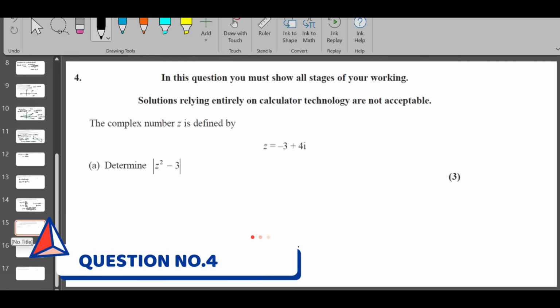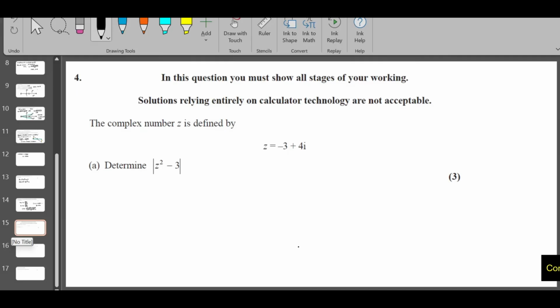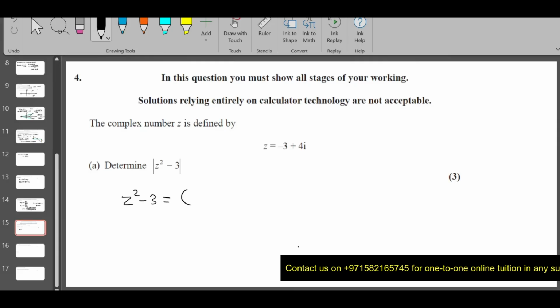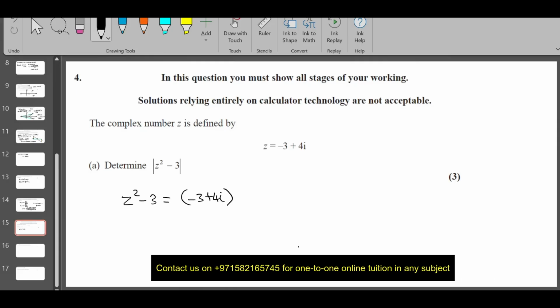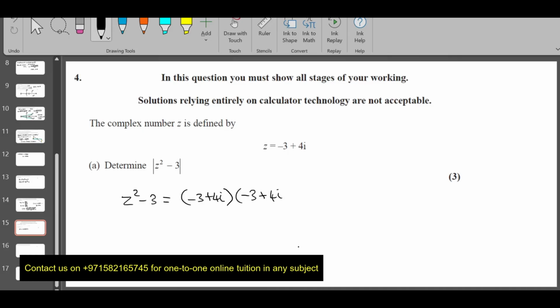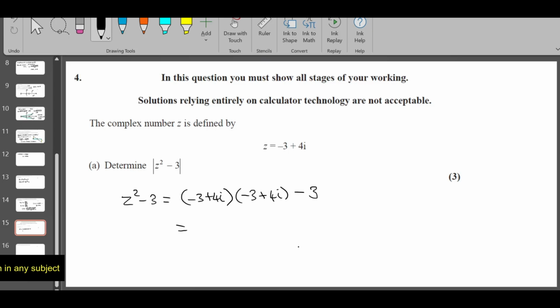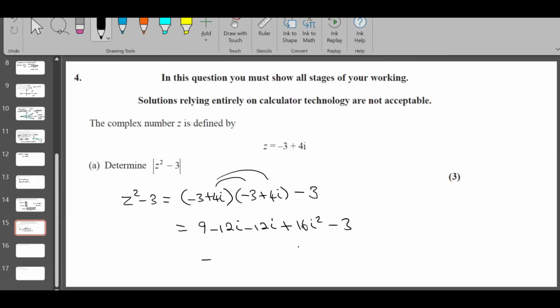The complex number z is defined by minus 3 plus 4i. Determine this. Let's find z square minus 3 first. Z square is z times z minus 3. So when you multiply, it's like a plus b whole square, a square, or just take minus 3, multiply both. Take minus 3, multiply both, you will get 9 minus 12i. Take 4i, multiply both, you will get minus 12i plus 16i square, minus 3.